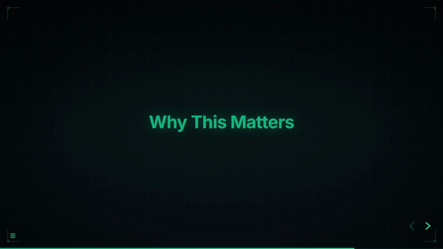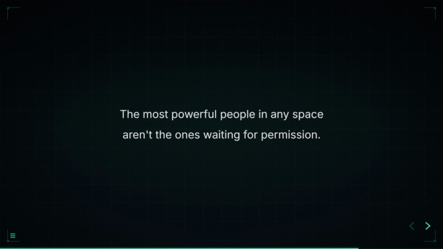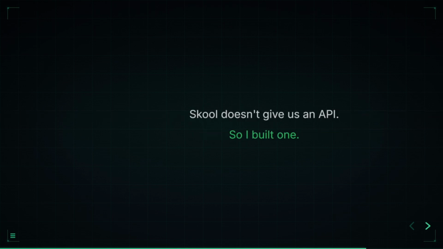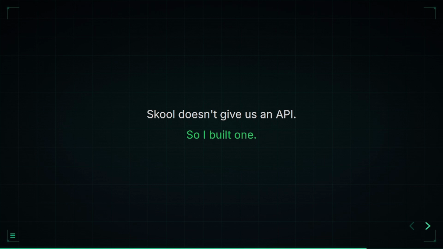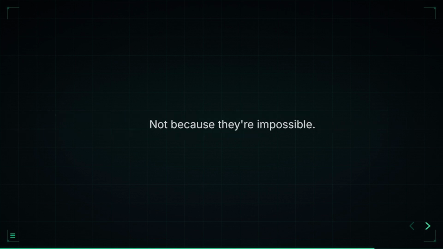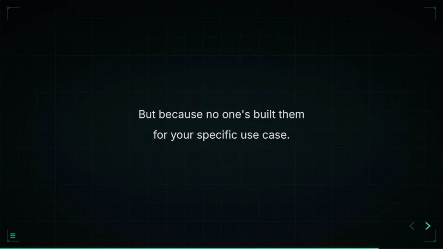So, why does all of this matter? The most powerful people in any space aren't the ones that are waiting for permission. They're the ones who see a gap and then they decide to fill it. Skool doesn't give us an API, so I decided to build one. The tools you need to be effective often don't exist yet. And it's not because they're impossible, but because no one's built them for your specific use case.